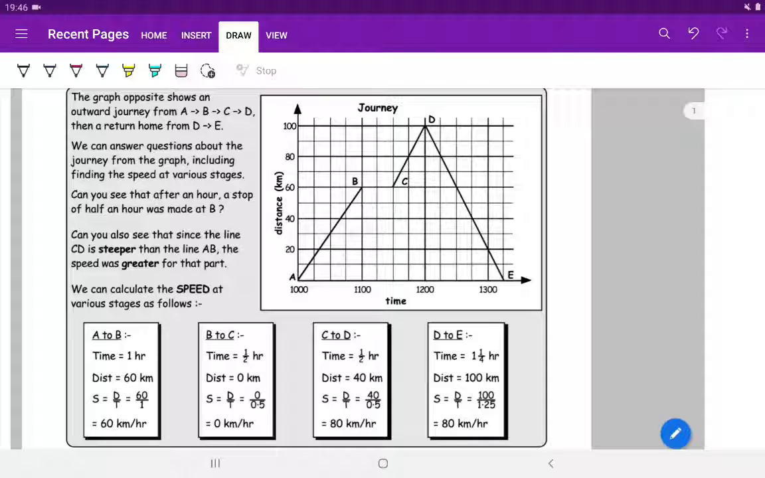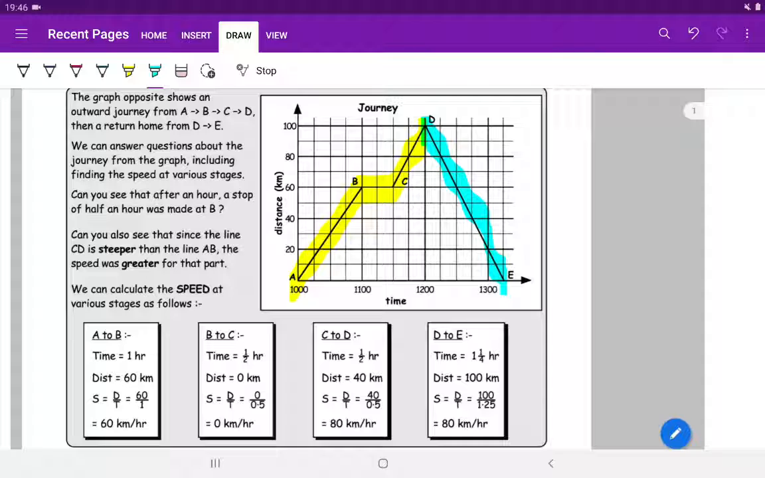So this one says the graph opposite shows an outward journey from A to B to C to D, and then a return home from D to E. Now the first thing to highlight, okay, is how do we know that we're returning home from D to E? Well, because the graph is going back to the start. So this is our distance travelled out the way, A to B to C to D. That's us travelling to the furthest point, and then we're travelling back to the start from D to E. Okay, so that's the first thing to point out.